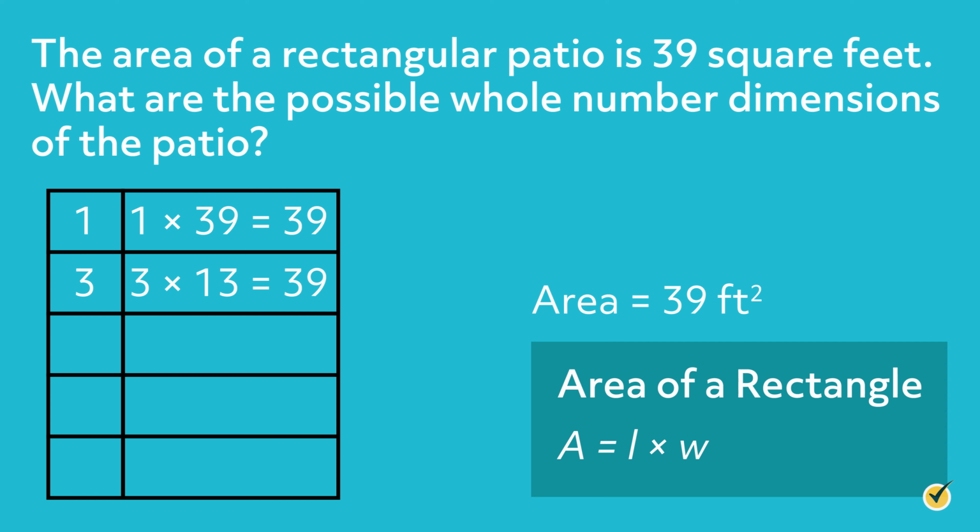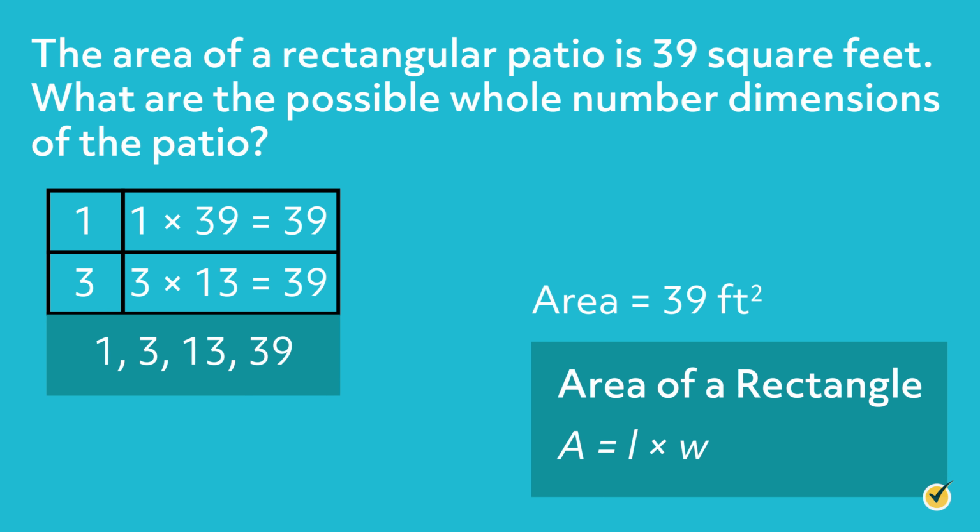Working our way through the next several numbers, there are no other factors of 39. Therefore, the possible dimensions of a patio with an area of 39 square feet are 1 foot by 39 feet and 3 feet by 13 feet. Since there are several factors of 39, we can classify it as a composite number.